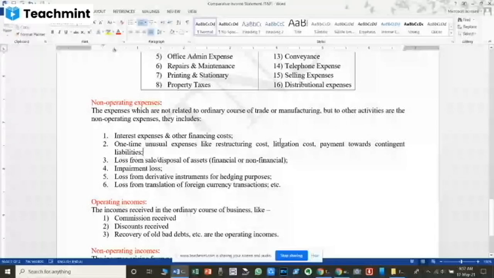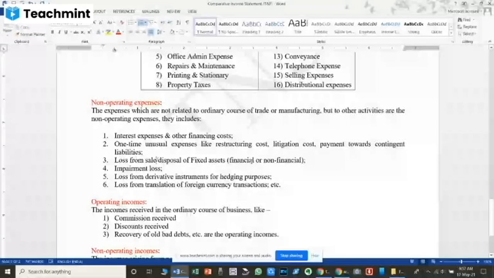So next, loss from sale or disposal of any fixed assets. Here, assets means not current assets, that is disposal. If you are going to get confused, say fixed assets. Either there may be a loss or a profit. If there is a profit, it may be taken as an income. If there is a loss, that is to be taken as an expenditure. So that is loss from sale or disposal of fixed assets. That is financial or non-financial.